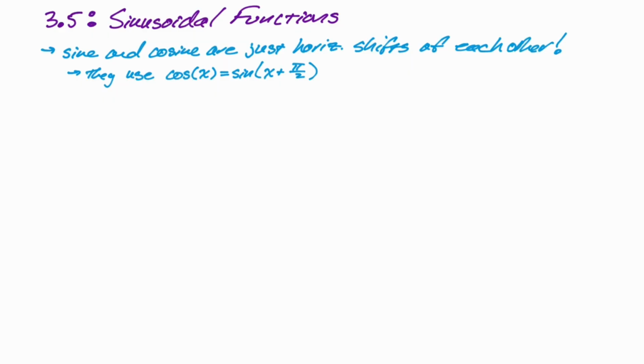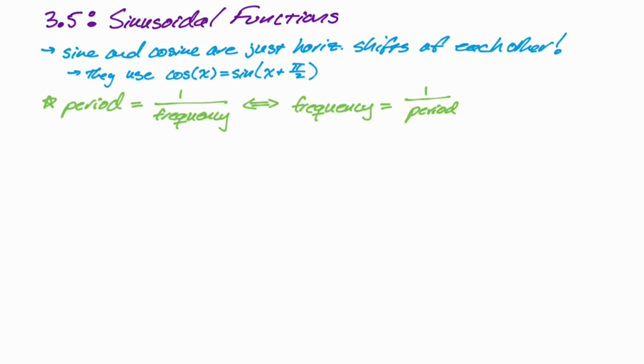All right, so other things that we can do or talk about are the period of the function. The period is 1 over the frequency. This is terminology that you just need to know. You might be given the period and asked for the frequency, or given the frequency and asked for the period. If period is 1 over frequency, then frequency is also 1 over the period.